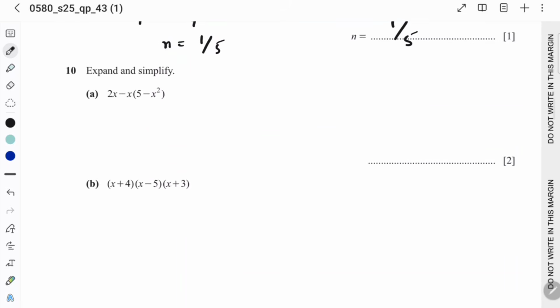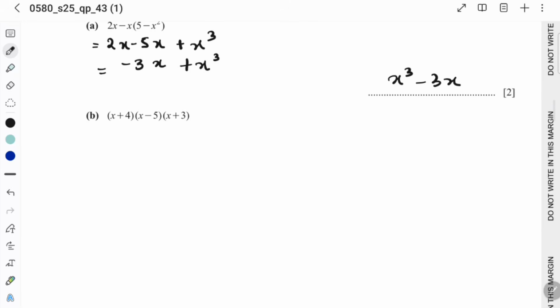Go to the next question, question number 10, expand and simplify. Simply, you need to multiply and then simplify. Minus 5x plus, minus into minus is plus, x cube. So it will become 5x and 2x. The difference is 3, but 5 is the greater digit. That's why you are writing down the minus sign with 3x cube minus 3x.